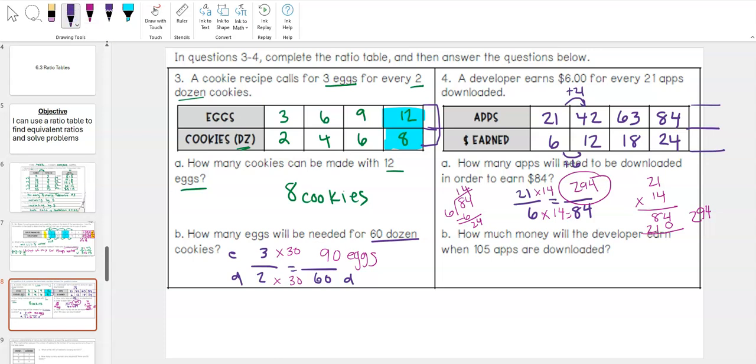Now for this next one, we want to know how much money the developer will earn if there's 105 apps. Now if I do extend this table and I add another 21 to 84, I am going to get 105. So then all I need to do is add another 6 at the bottom here, and I'm going to get 30. I will get $30 if I download 105 apps.